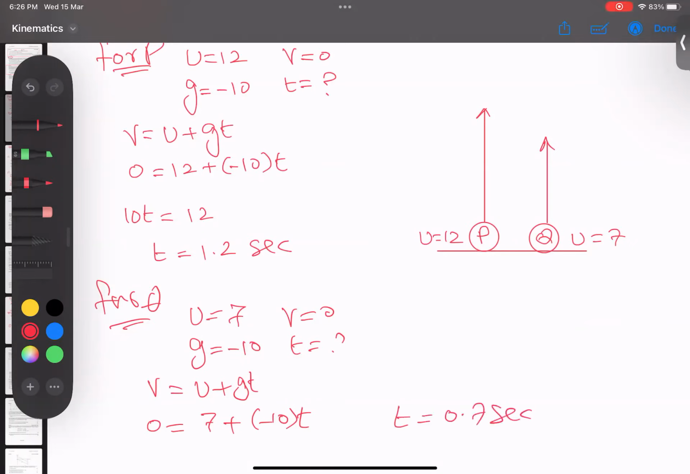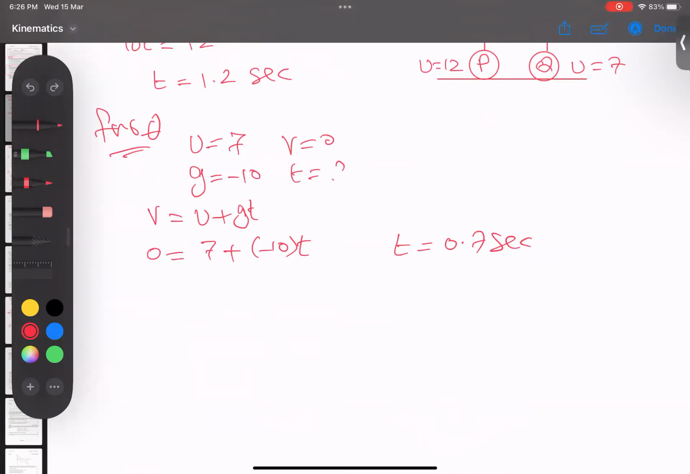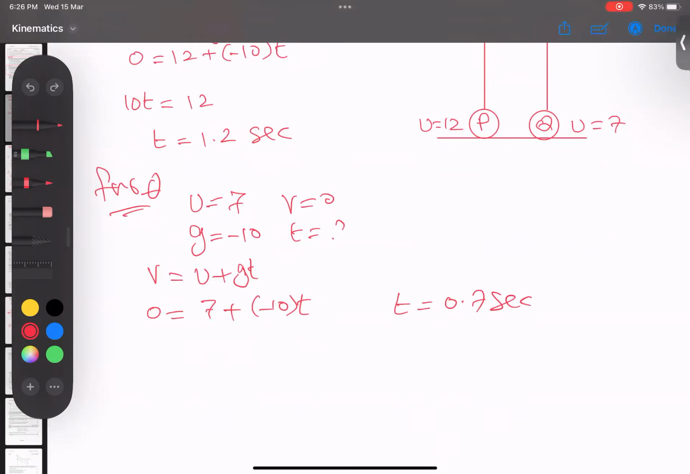So now it is a very clear approach. Let's say they start at the same time. Q will turn back early. How do I know? Because particle P will turn after 1.2 seconds, and particle Q will turn after 0.7 seconds. This is less time. So when P was traveling upward and Q was traveling upward, at time 0.7 seconds Q will start to turn downwards.